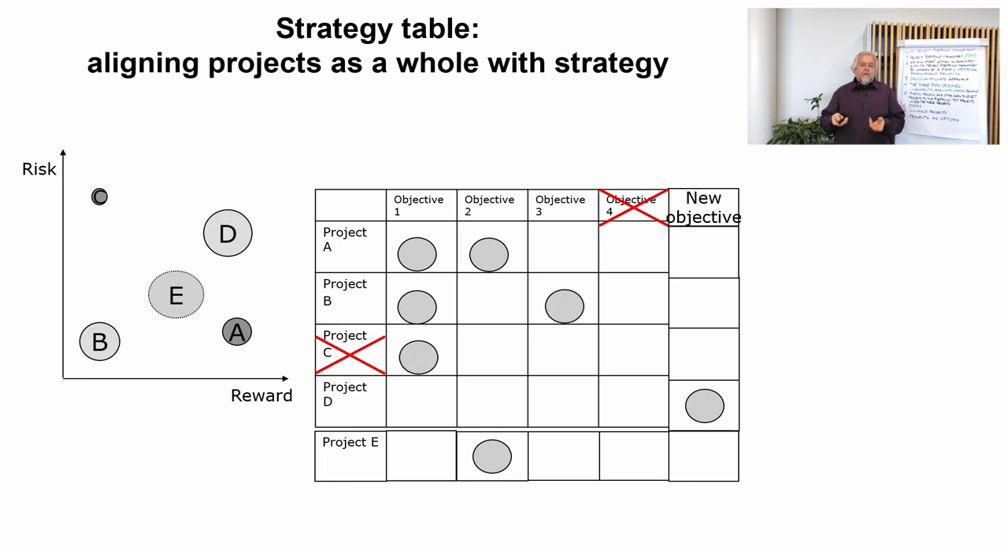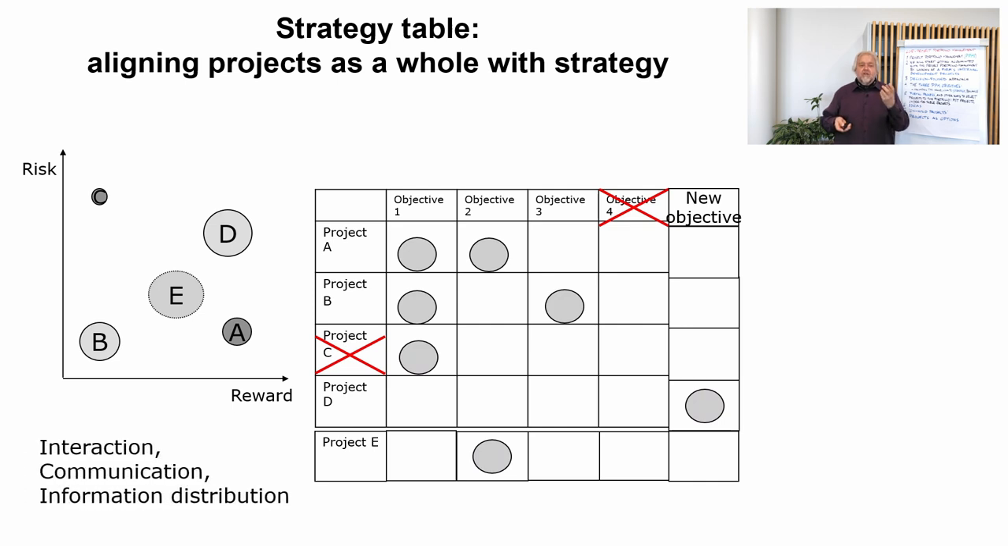And also we might have other considerations, for example, that not all projects should be high reward and high risk projects. Not all projects need to be low reward and low risk projects either, but we must have balance also in that respect. And now I still have these words, interaction, communication, and information distribution, which brings in the written or verbal rich discussion about the characteristics of these projects when we make these decisions.